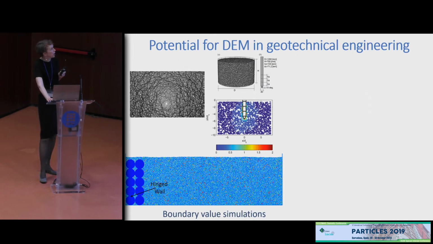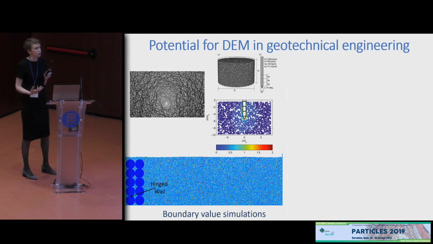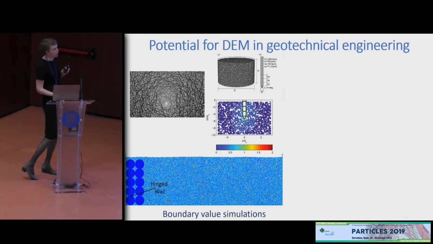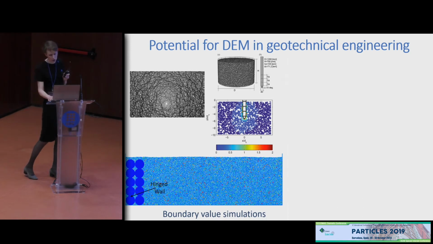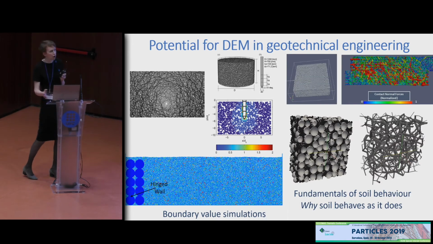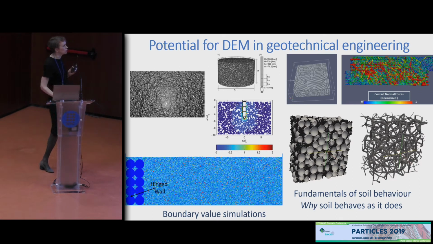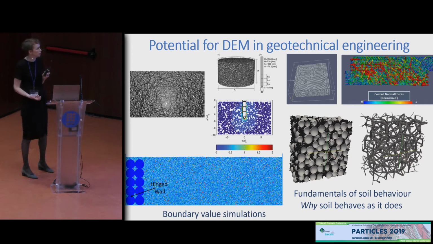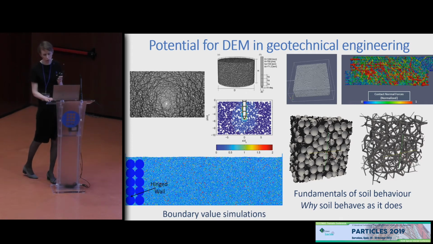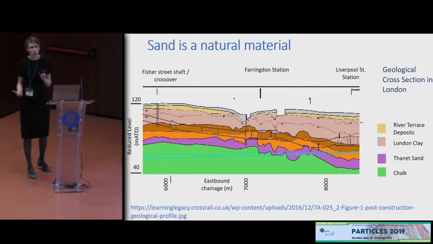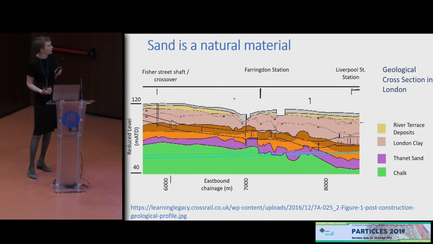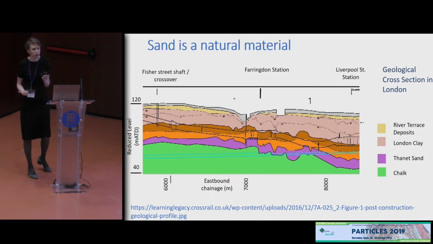So in geotechnical engineering, we can see cases where DEM has been used to look at boundary value problems, such as the work they've done here in Barcelona on cone penetration testing, or it can be used in a more fundamental way to complement the knowledge we've built up through experimental research, to try to explain why soil behaves how it does. But I think what we need to be very aware of throughout our attempts to use DEM in geotechnical engineering is that sand is a natural material.